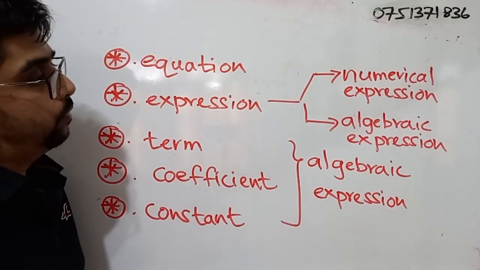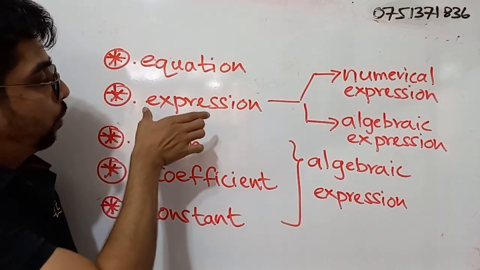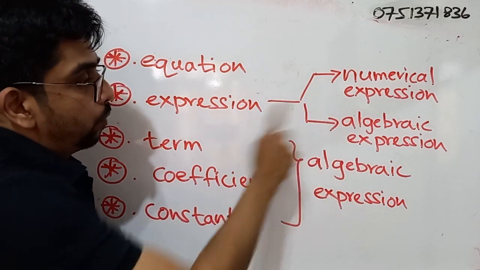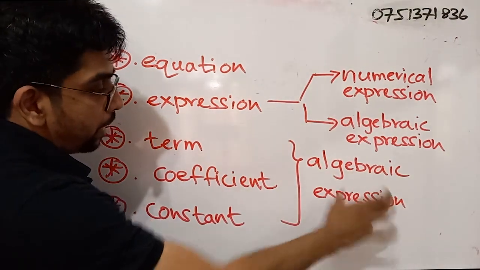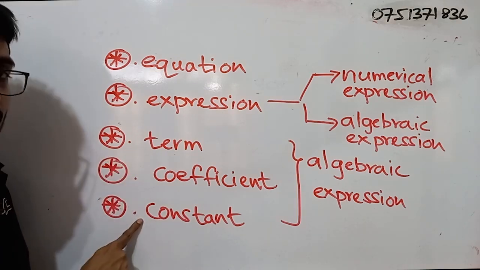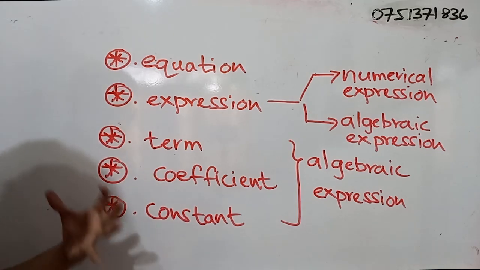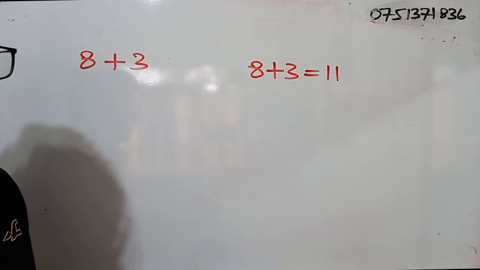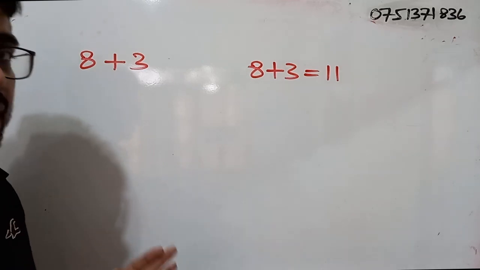Right. So in this video, we will discuss what is meant by an equation and what is an expression. Under that, we will discuss what is a numerical expression and what is an algebraic expression. Then, in relation to algebraic expressions, what is meant by a term, what is meant by a coefficient, and what is a constant. Basically, these definitions are related to algebra. So first of all, we will try to understand what is an expression and what is an equation.